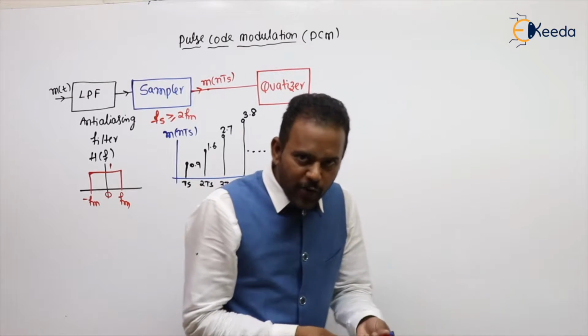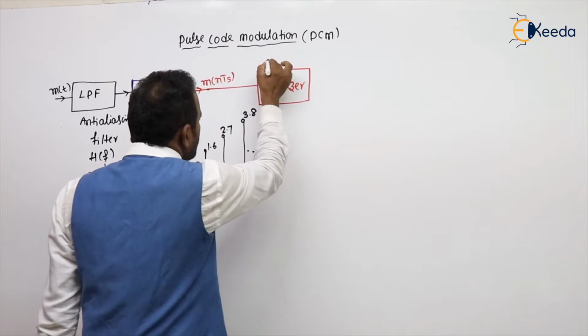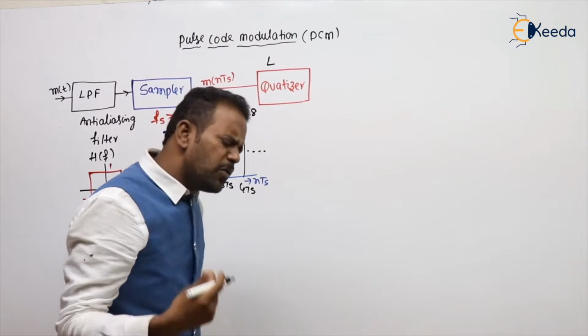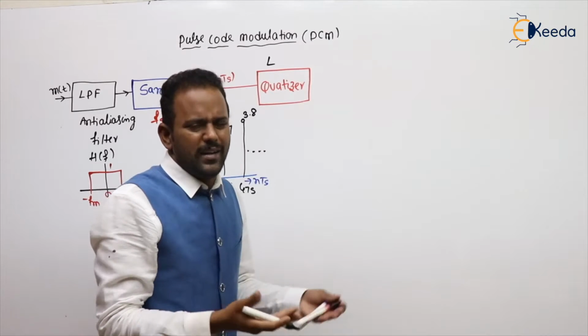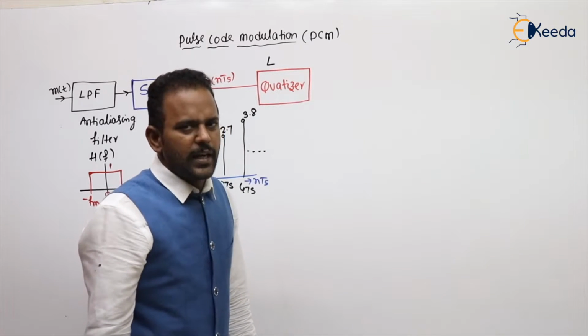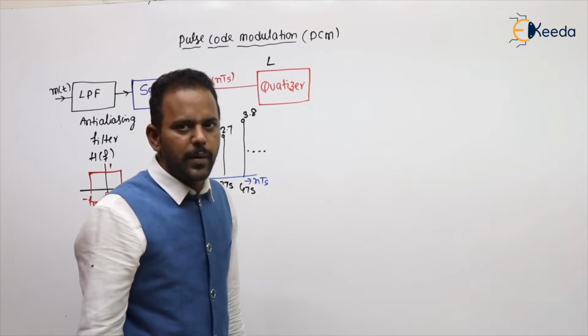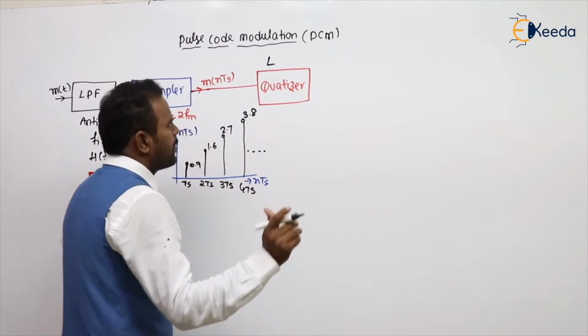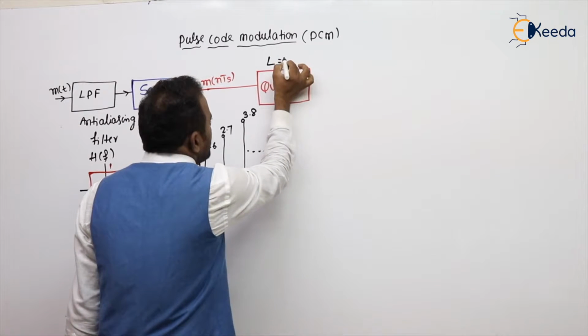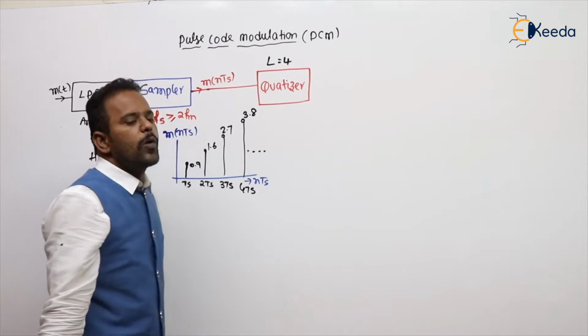Generally, the number of quantization levels is denoted with L. In old-fashioned books, it is also written with capital A, but in recent books, the number of quantization levels is generally represented with L. Now, for example, in this situation, let me take the L value as 4.